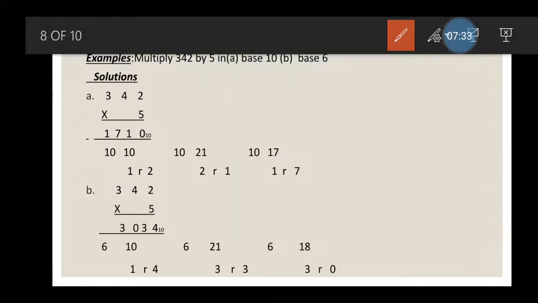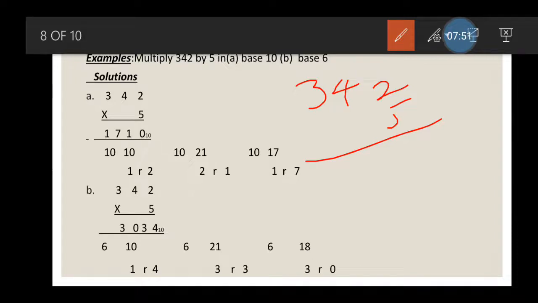Okay, then we go to the second one. 342 times 5 in base what? Still in base, it is in base 6. Sorry, not in base 10. I made a mistake. It is in base 6. That's supposed to be base 6, not base 10. So help me effect the correction.